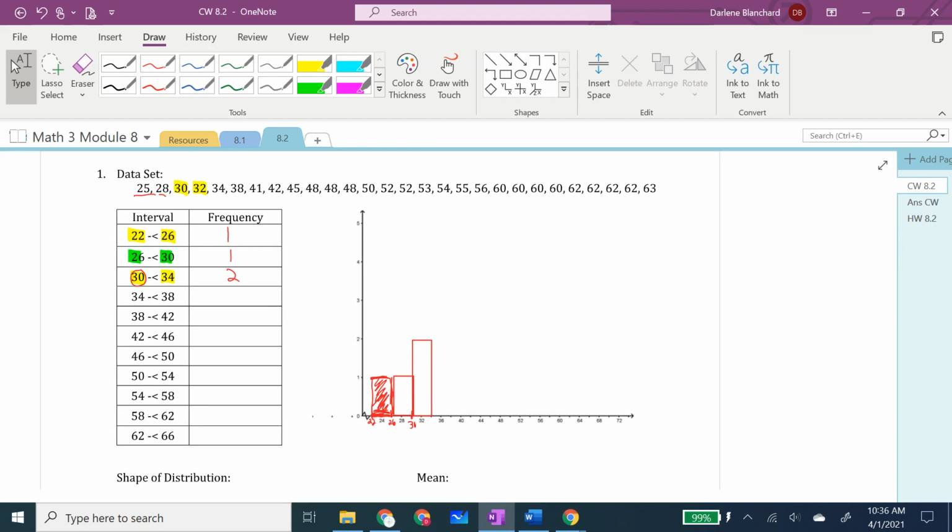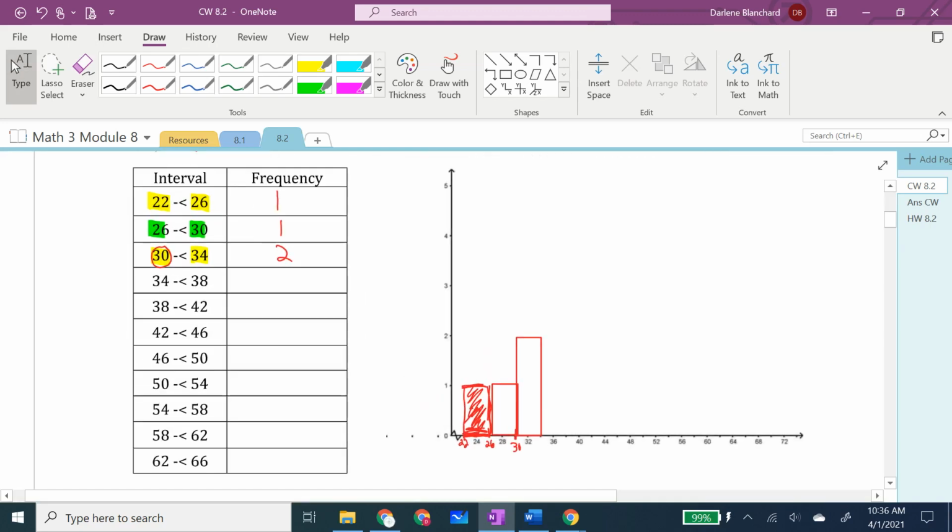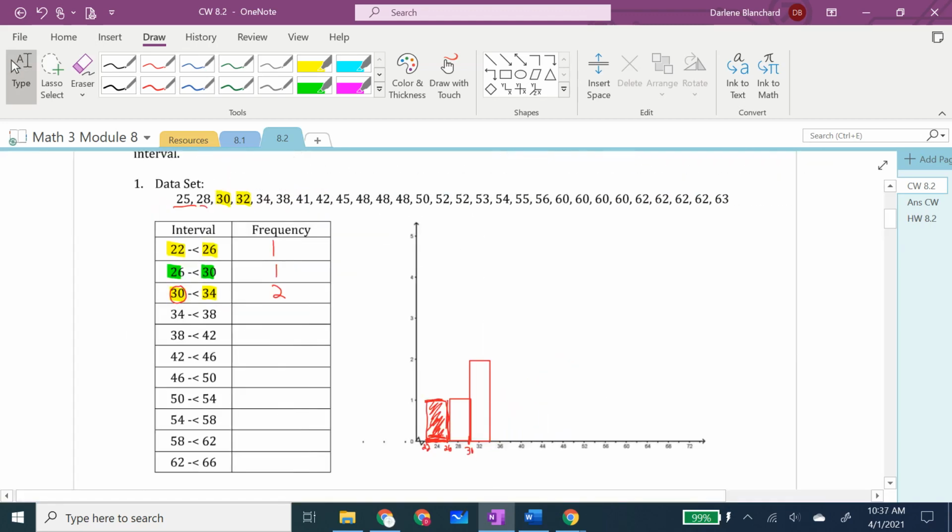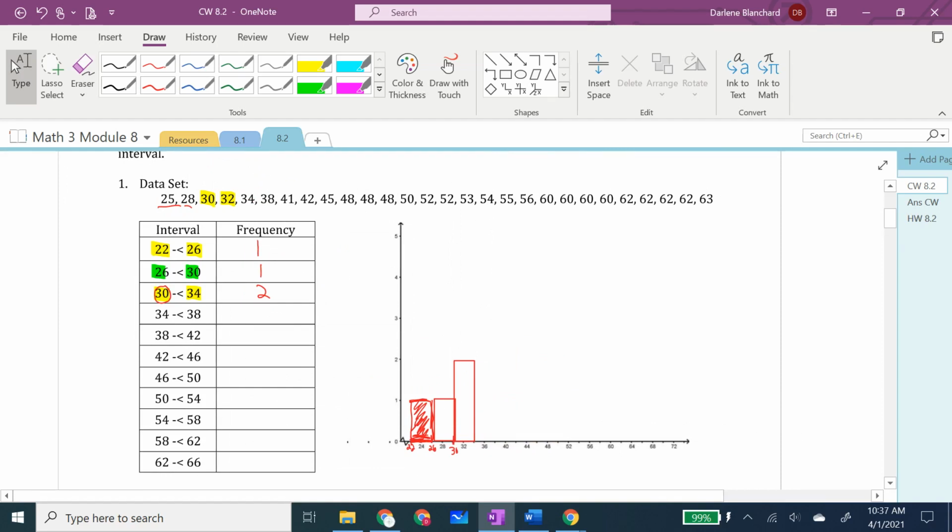So I tried to give you a little bit of time to just work on that frequency table. And, oh, I can see over here. Oh, wait, why is it 2? The frequency there, you mean?